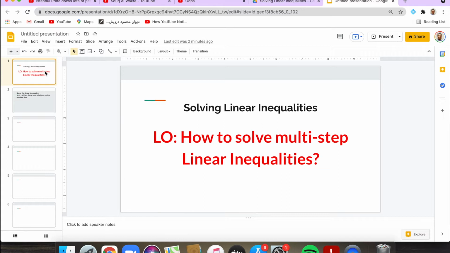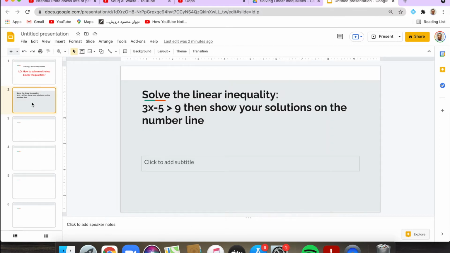Our learning objective of today is how to solve multi-step linear inequalities. I will start with solving questions live with you. The first question is a simple one. Solve the linear inequality 3x minus 5 greater than 9, then show your solutions on the number line.